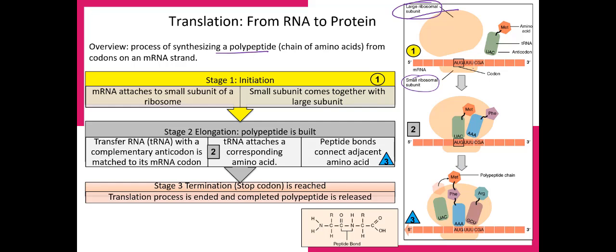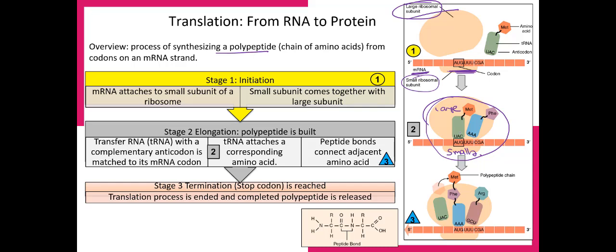You can see here that the messenger RNA binds to the smaller subunit, right? And then the large subunit comes together towards the small subunit. So what you see here is the complete ribosome with the large as well as the small subunits together. And then step 2 is when the polypeptide is built, elongation.